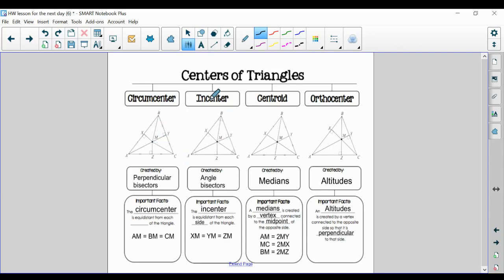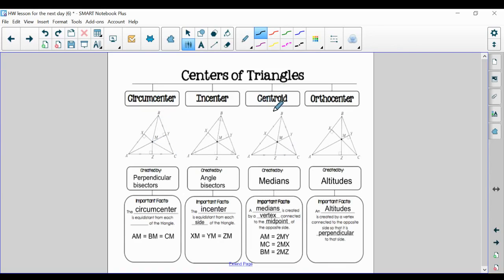So that's the circumcenter. The second one is called the incenter, which is formed by angle bisectors. The 3 angle bisectors in a triangle meet. And also very interesting, this is not to the angle. This time it is to the sides. Each side of the triangle is an equal distance. You see MX, YM, CM, they are equal. So the incenter to each side of the triangle is congruent, while the circumcenter to each of the angles is an equal distance.